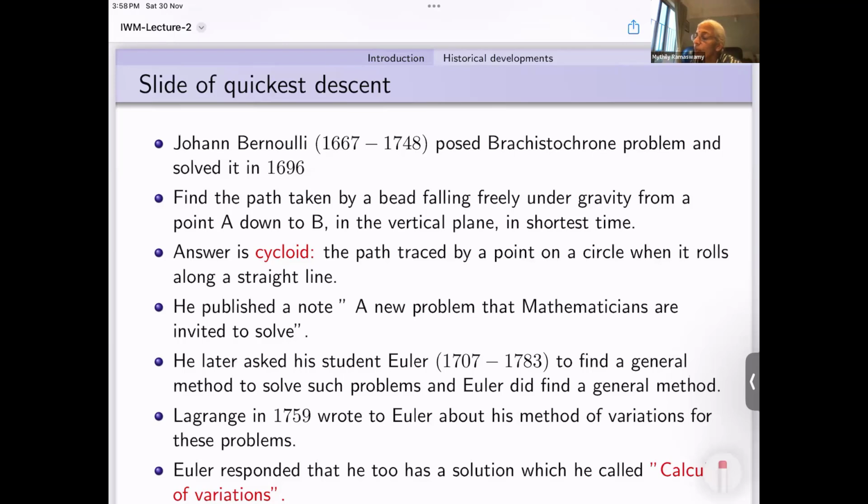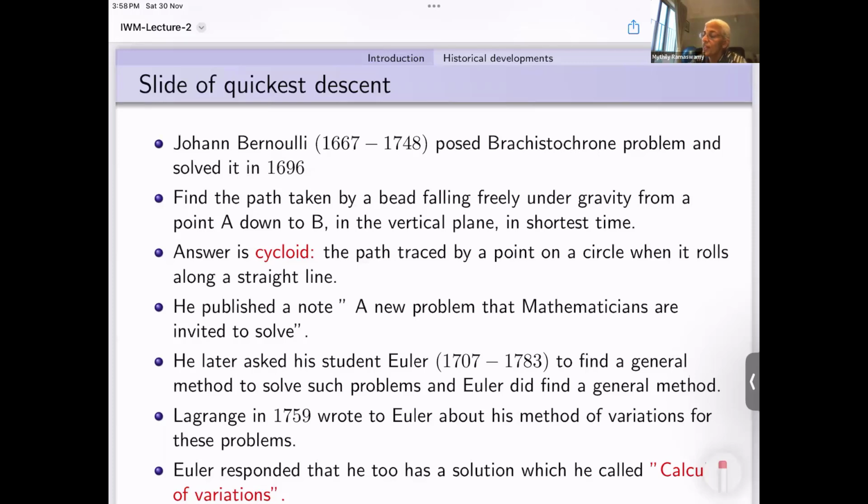And then he later asked his student Euler, 1707 to 1783, that was almost the 18th century, Euler took it up. The problem he gave to Euler was to generalize this to all such problems. And Euler did solve this. He found a general method.